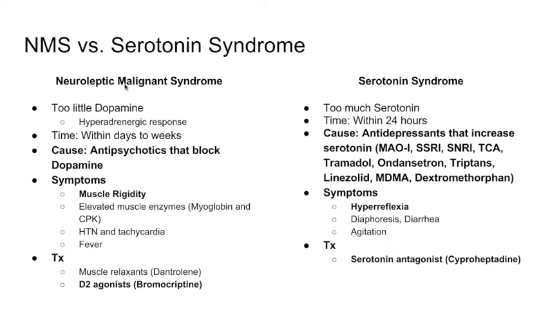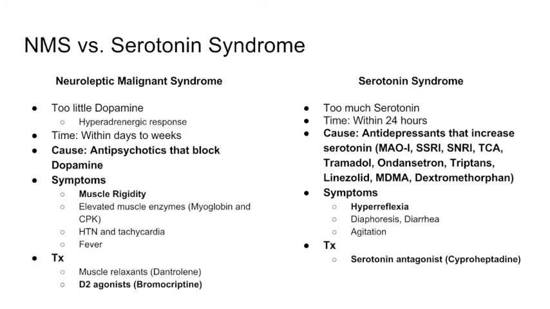The cause for neuroleptic malignant syndrome is really too little dopamine. It is thought that if you have too little dopamine, you are going to stimulate the adrenergic nervous system, which is the sympathetic nervous system, and you get a lot of the symptoms for it. The time course is within days to weeks, and the cause is really any antipsychotic that blocks dopamine. When I think of neuroleptic malignant syndrome, I really think of muscles that are being rigid.